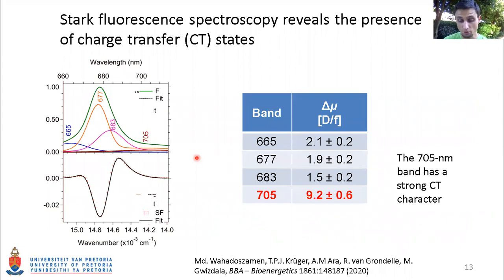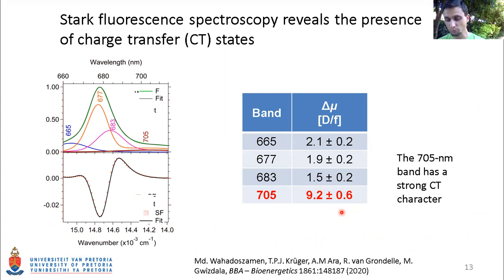We used Stark fluorescence spectroscopy, and by this we managed to resolve a far red emission state that has a strong charge transfer character. So if this quench state, which was shown in the previous slides, is related to this red state that's resolved by Stark spectroscopy, it must also involve a charge transfer state.